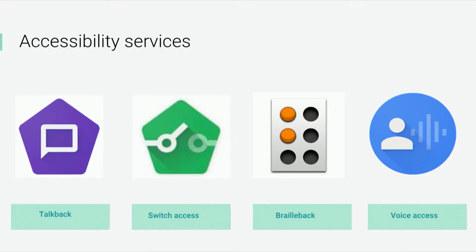Braille Back is similar to Switch Access, but the device will be Braille supported. And Voice Access is a very new accessibility service announced by Google at this I/O. It is for people with tremors and paralysis, where the accessibility service listens for voice commands from the user and responds to them. So the user can say go back or go home or select this view, move this view. It'll listen for those commands and take those actions on your behalf.